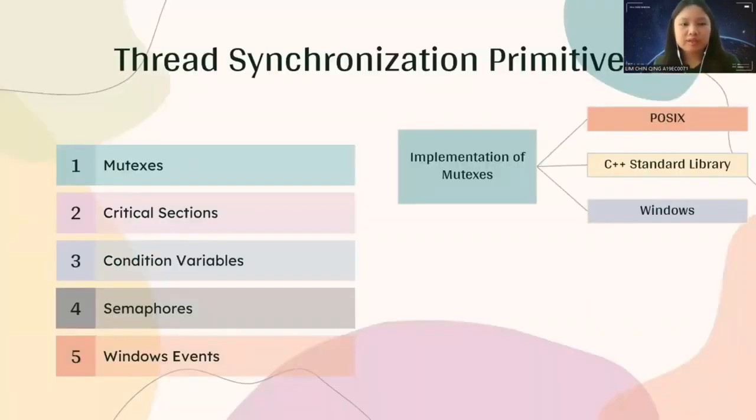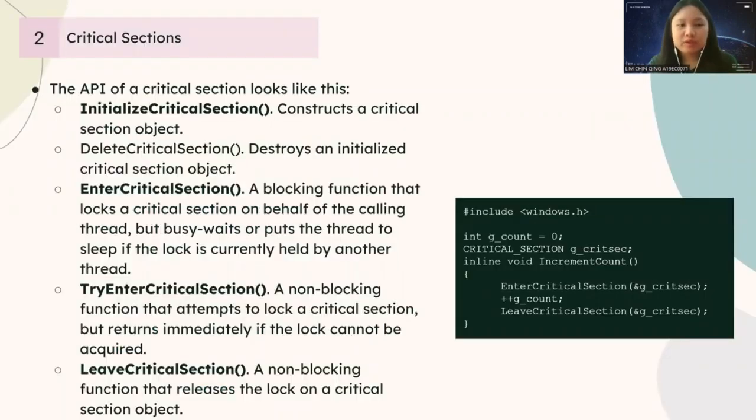There are five thread synchronization primitives: mutexes, critical sections, condition variables, semaphores, and Windows events. To implement mutexes, we can use the POSIX thread library, the C++ standard library, and Windows. These libraries provide functions for creating and manipulating threads. Let's move to the critical sections.